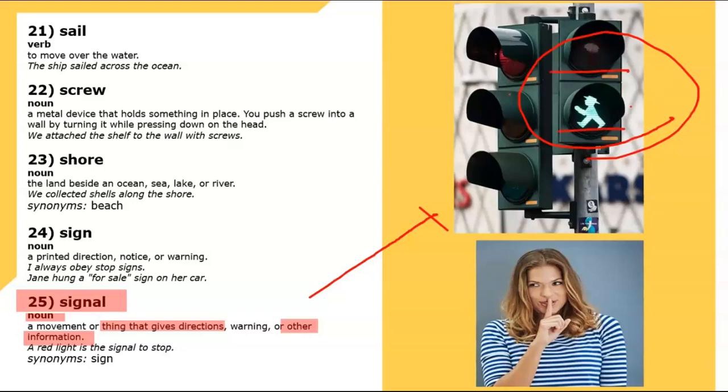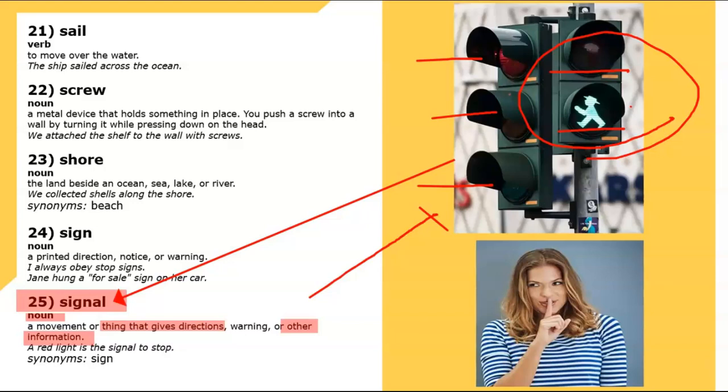Cars also have signals. They have the red light, yellow light, and green light. And those lights, they signal to the driver. They tell the driver, they give directions that it's okay to go or that they need to stop.